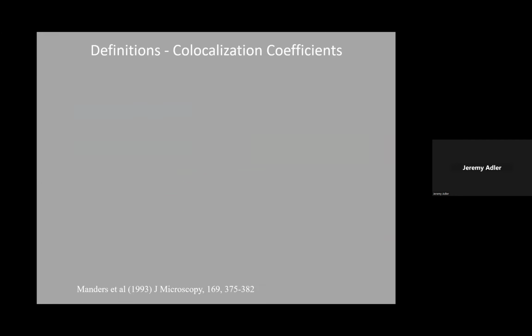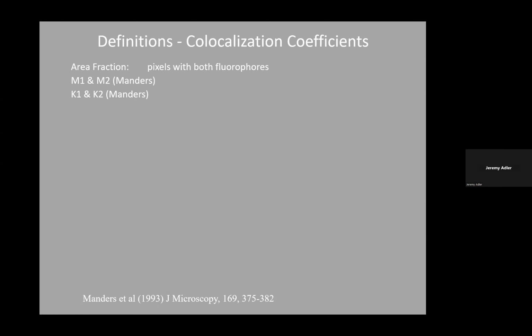So, definitions. The area fraction: the fraction of pixels where both fluorophores might be found. The M1 and M2 coefficients, which are probably the most popular. Here, what they're looking at is the fraction of each fluorophore found in the presence of the other in some biologically meaningful region of interest. There are also the K1 and K2 coefficients.